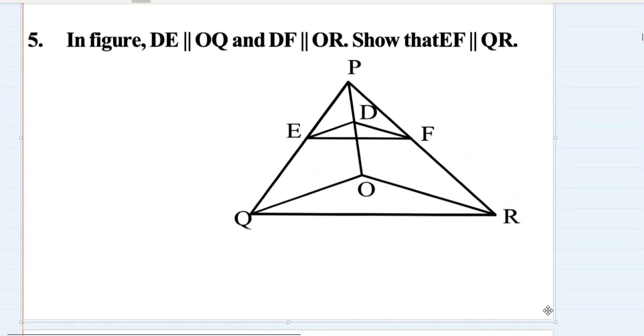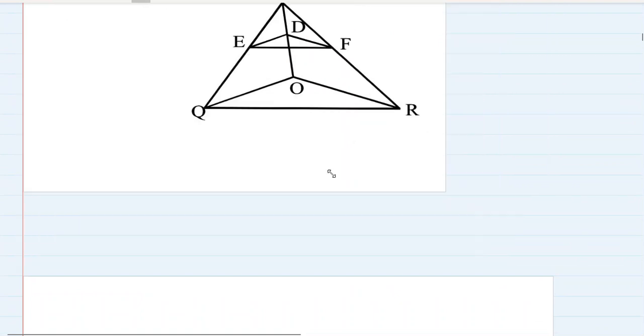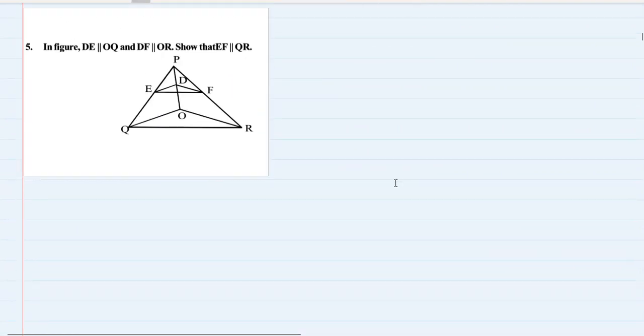Okay, here in this question I'm going to give you a hint, but I expect that you will solve it yourself. In the figure, I'm going to highlight everything for you, but you are going to solve it. In the figure, DE is parallel to OQ, and DF is parallel to OR. Show that EF is parallel to QR.